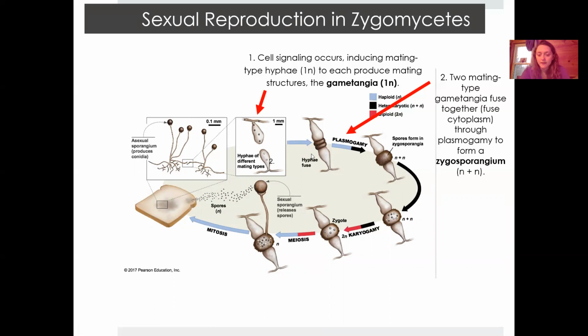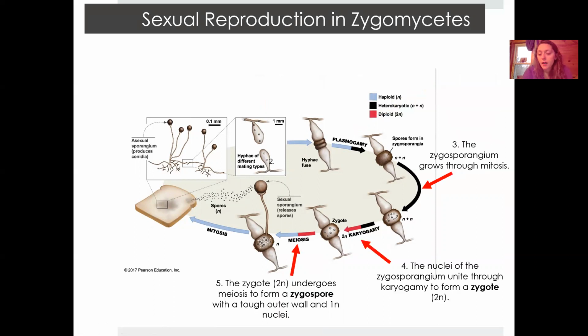zygosporangium is N plus N. It's this little Oreo-looking thing in the middle. And then the zygosporangium will go through mitosis and break up a little bit more, and then we'll see it's still an N plus N here, go through mitosis, and then the nuclei of the zygosporangium will unite via karyogamy to form the zygote.